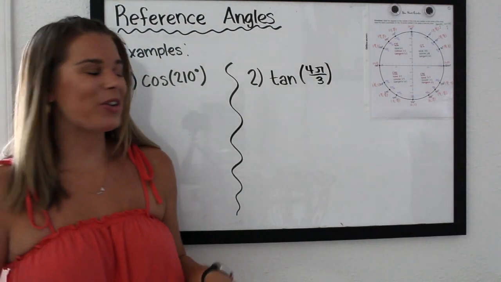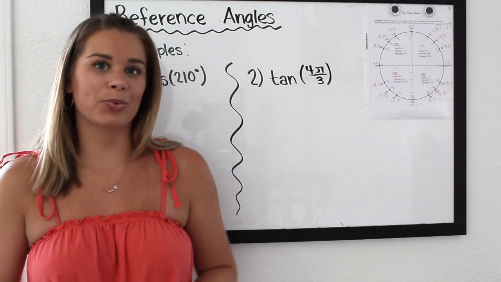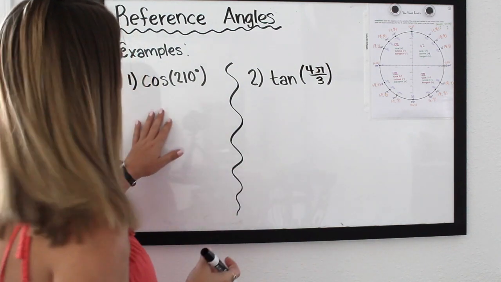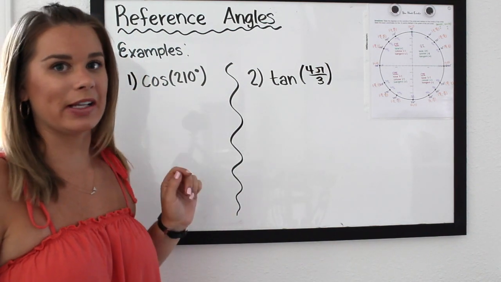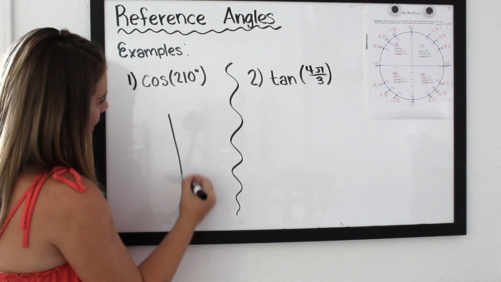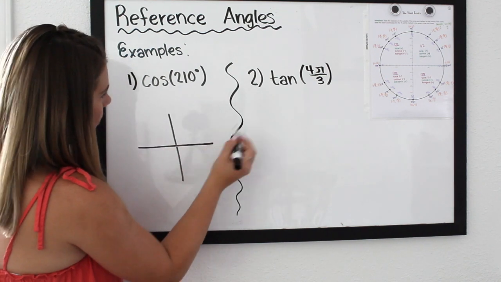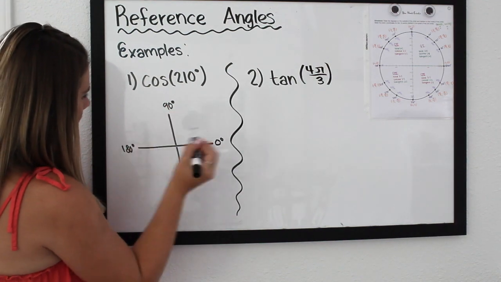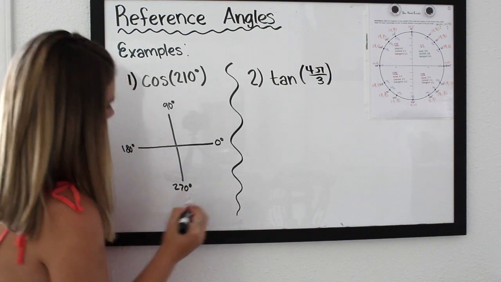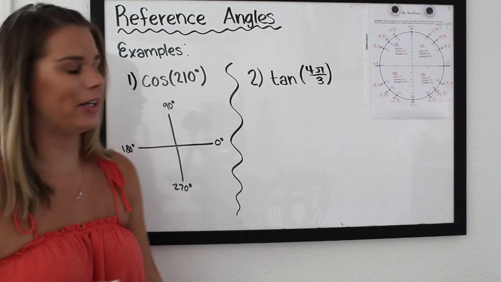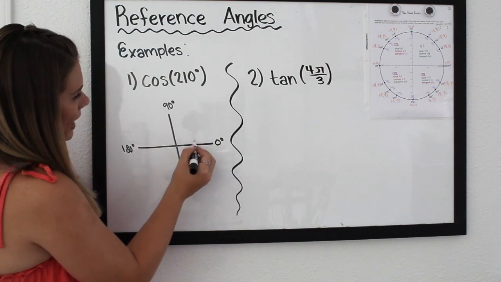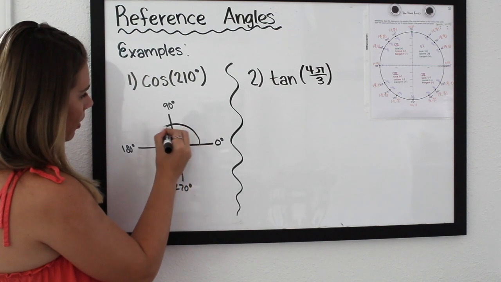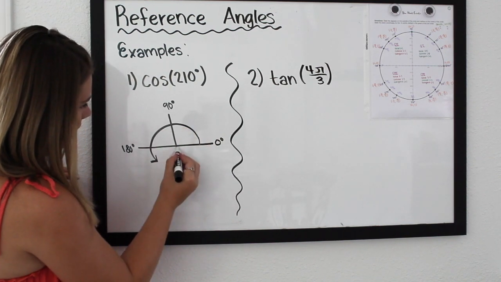Now I'm going to show you two examples of how we can use reference angles to solve our trig equations. Right here I have cosine of 210 degrees. So I'm going to draw my original angle first. We have 0 degrees, 90 degrees, 180 degrees, 270 degrees. I'm in degrees, so I'm just going to keep it in degrees. So 210 degrees, I'm starting at my positive x-axis, and I'm opening my angle up to 210 degrees, which would be about there.